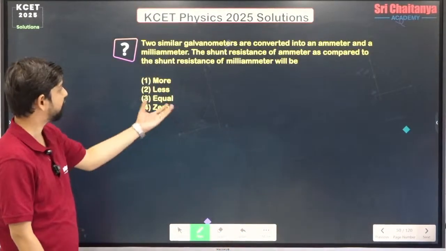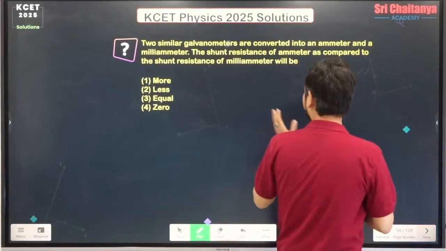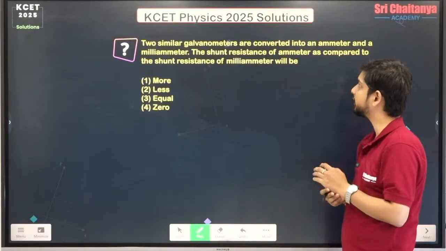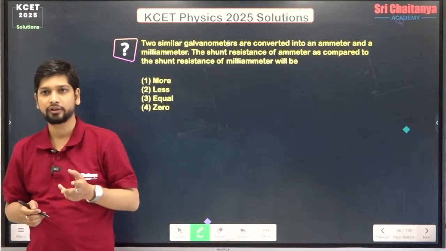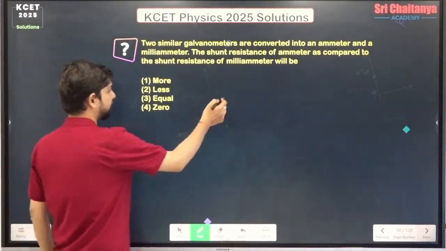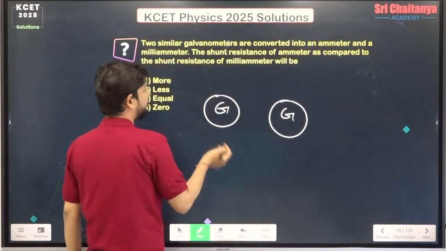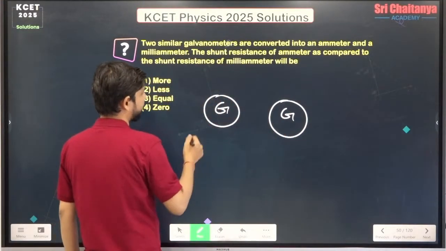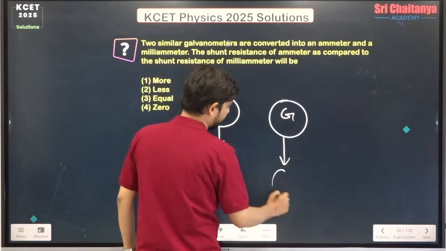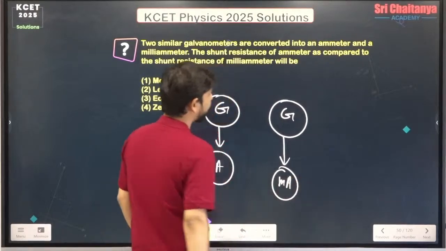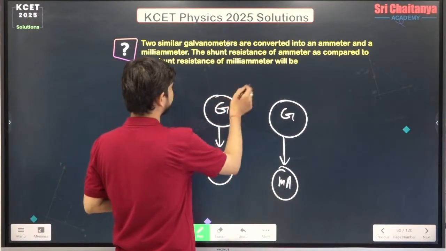Now again, a very simple question. It is a conceptual question. It is given that 2 identical galvanometers are converted into an ammeter and a milliammeter. So here it is going to be converted into an ammeter, and here it is going to be converted into a milliammeter. And we compare the shunt resistance of the ammeter with the shunt resistance of the milliammeter.